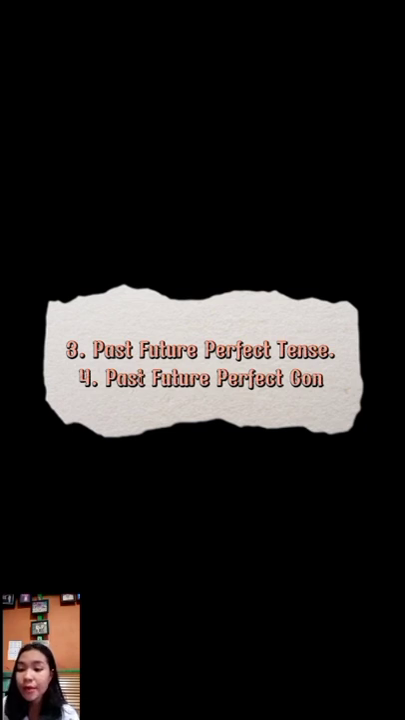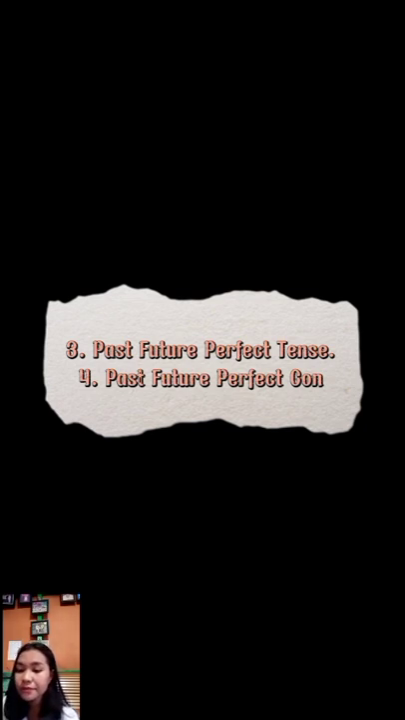Number 3. Past future perfect tense. The functions of the past future perfect tense are: A. Expressing an event that will have been carried out in the future, in the past. B. Using the form of conditional sentence type 3.